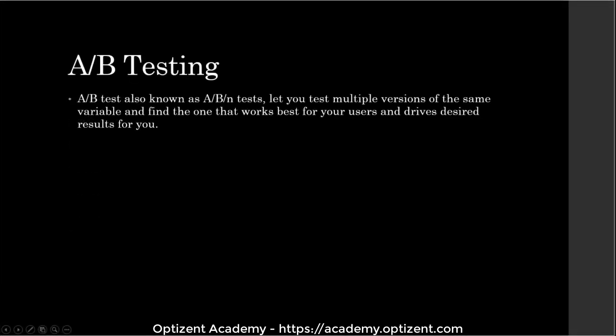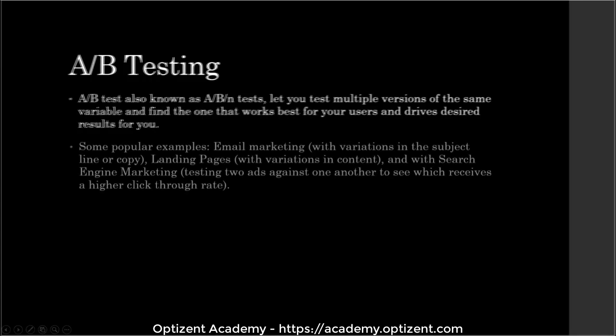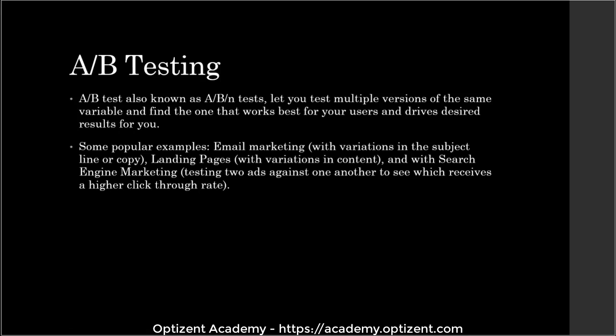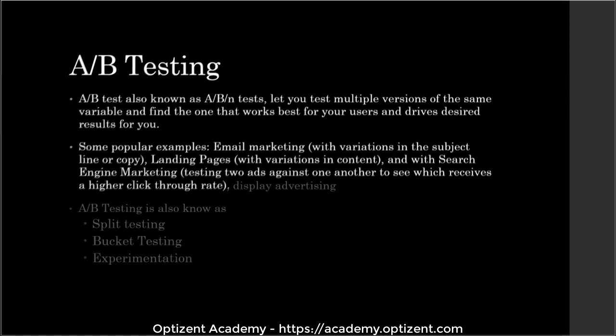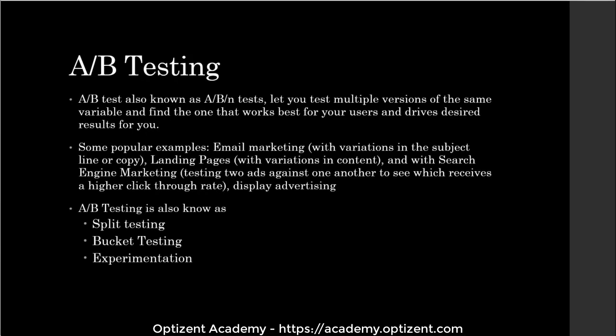First is A/B testing. A/B test, also known as ABN test, lets you test multiple versions of the same variable and find the one that works best for your users and drives the desired outcome for you. Some popular examples are email marketing, various subject lines, or the copy of the email; landing pages with various variations of content, headlines, images; search engine marketing, testing two ads against each other; display advertising, testing the creative and the message placements, etc. A/B testing is also known as split testing, bucket testing, and experimentation.